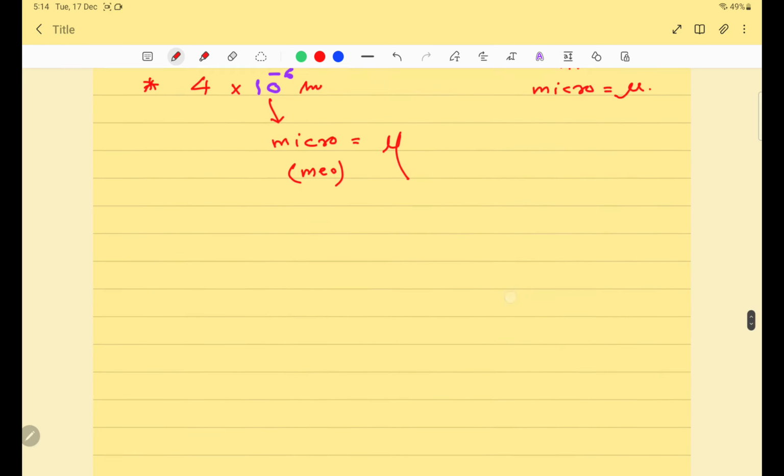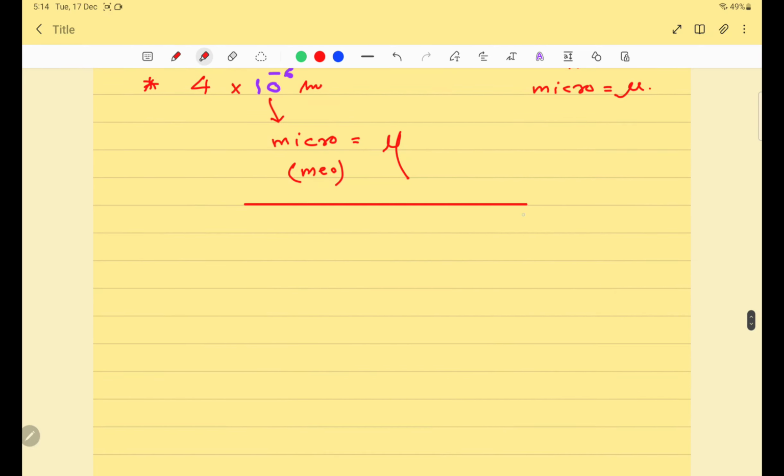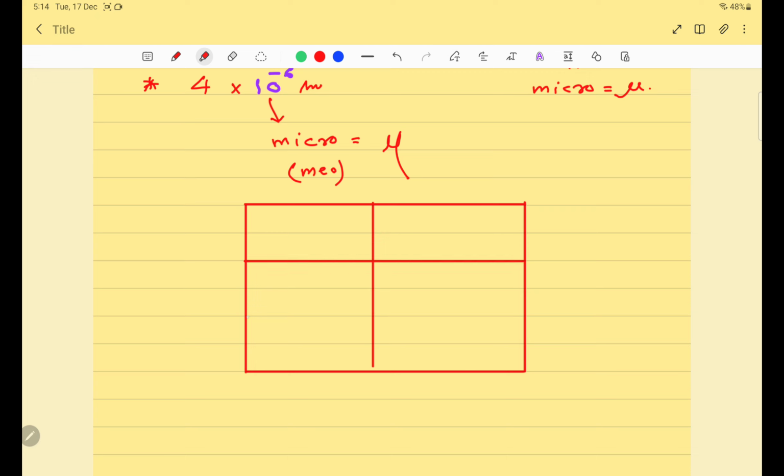So I hope you should memorize these small prefixes as well, which I will share with you at the end of my class. This PDF I will share with you. So you should focus on understanding. Do not write. Exponent minus 2 means it is centi. Exponent minus 3 means it is milli. And exponent minus 6 means it is micro.